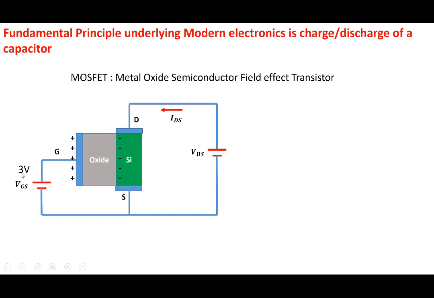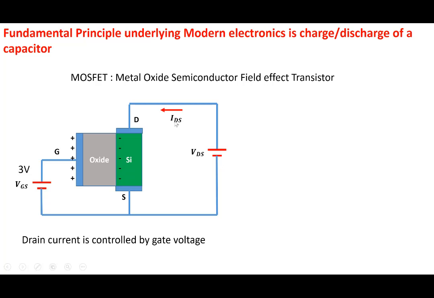Not only that, if instead of 3 volts you apply 5 volts here, you would expect more charges here, and the current would be even higher. On the other hand, if instead of 3 volts I put 1 volt here, the charge would be smaller, the number of electrons would be smaller, and the current would be smaller. So what we are seeing is that this drain current is being controlled by the gate voltage. And if we don't apply any gate voltage, we will get 0 current.